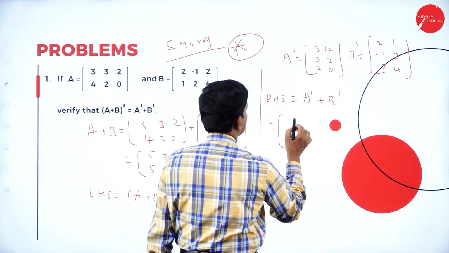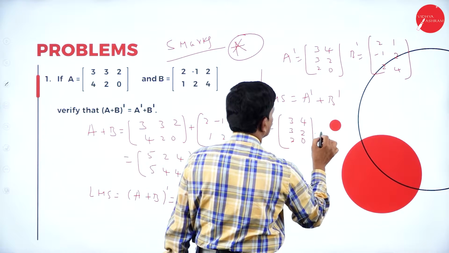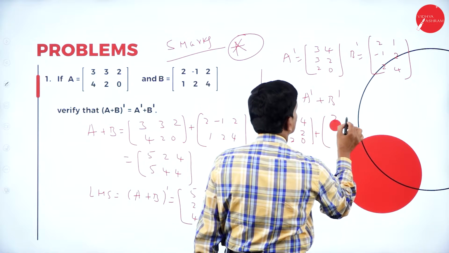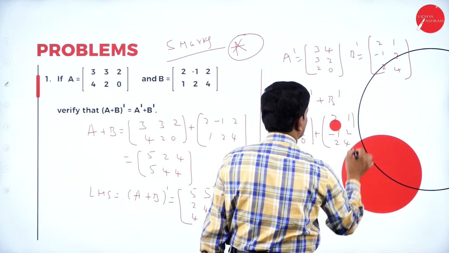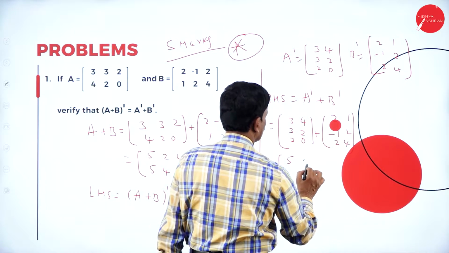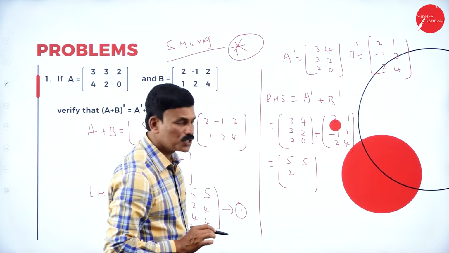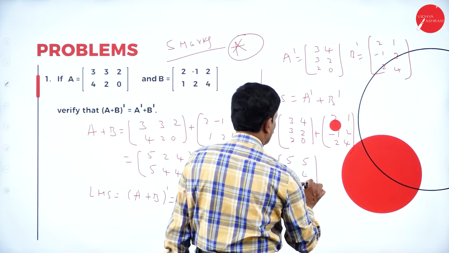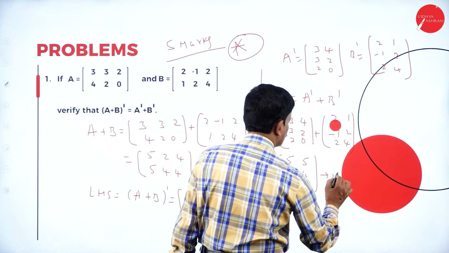RHS. What is RHS? A dash plus B dash. What is A dash? 3, 3, 2, 4, 2, 0 plus 2, 1, minus 1, 2 and 2, 4. Add this. If you add, what you will get? 3 plus 2 is 5. 4 plus 1 is 5. Again 3 minus 1 is 2. Again 2 plus 2 is 4. 2 plus 2 is 4. 0 plus 4 is 4. This is equation number 2.